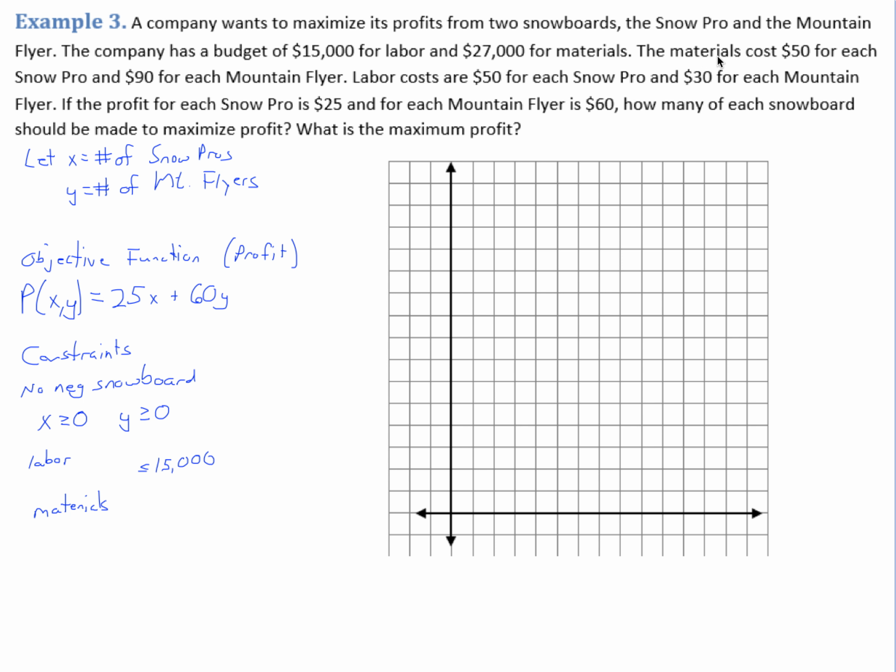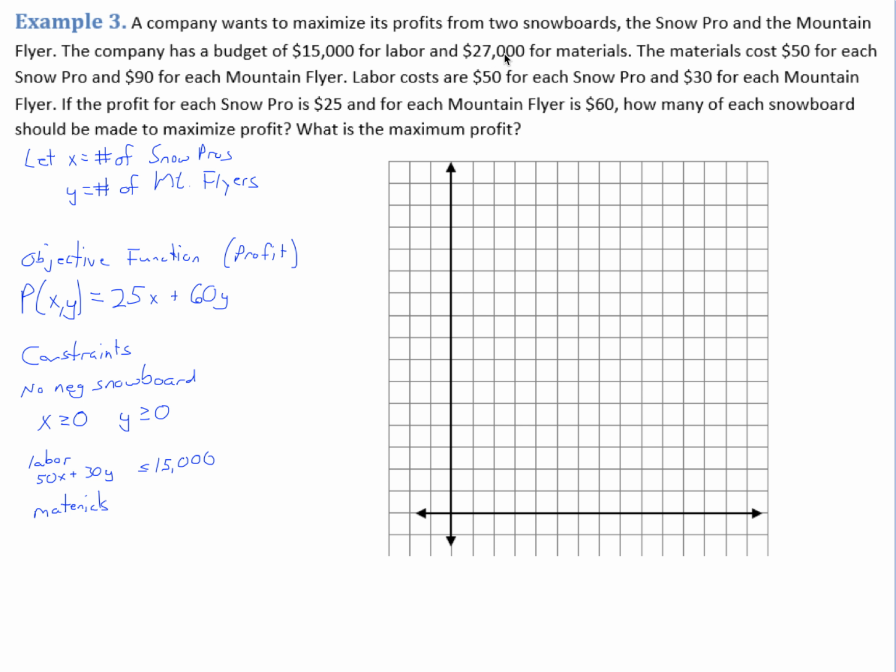Coming through here, the labor costs are $50 for each Snow Pro. So what we do is we do $50 times the number of Snow Pros, plus 30. It costs $30 for the labor for the Mountain Flyers. So labor on Snow Pros plus labor on Mountain Flyers has to be less than or equal to $15,000.